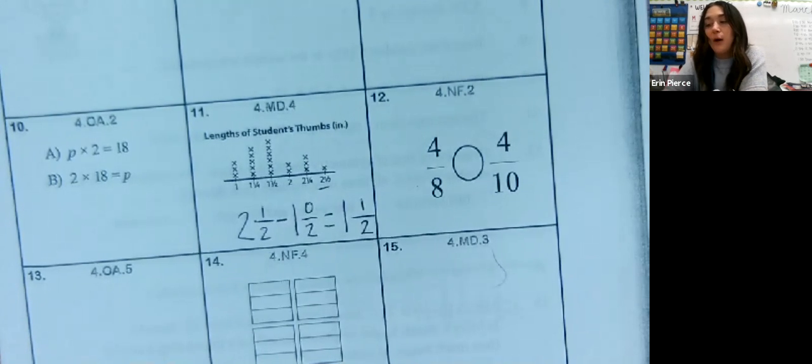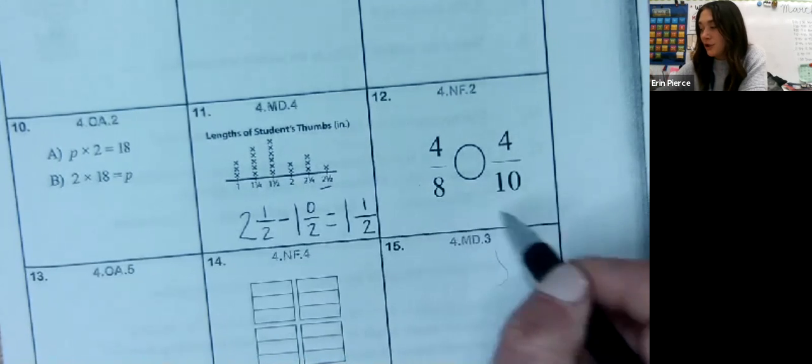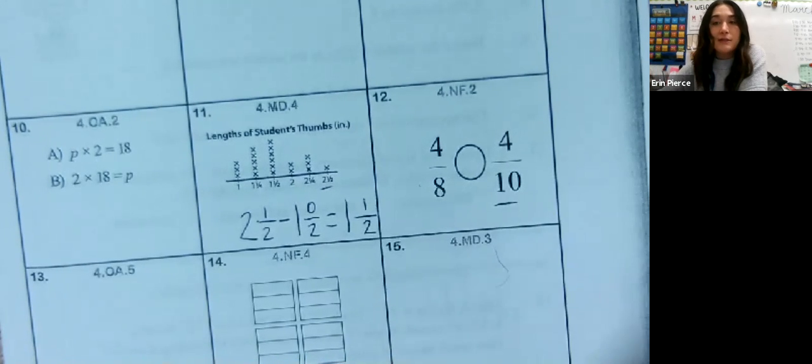Going on to number 12, when the numerators are the same, the larger the denominator, the smaller the unit is. Fill in the sign that makes this sentence true. So we talked about this last week. The larger the denominator, the smaller the pieces.